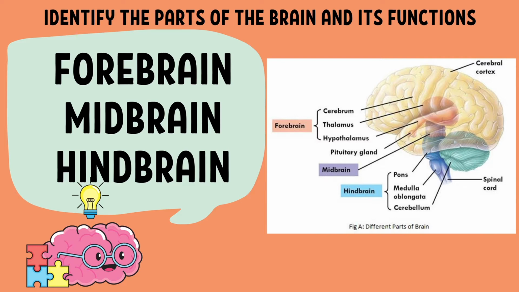The forebrain includes the cerebrum and the limbic system, where you can find the thalamus and hypothalamus, and the cerebral cortex. The midbrain, which we find in the middle, and the hindbrain, which is below the midbrain, includes the pons, medulla oblongata, and cerebellum.